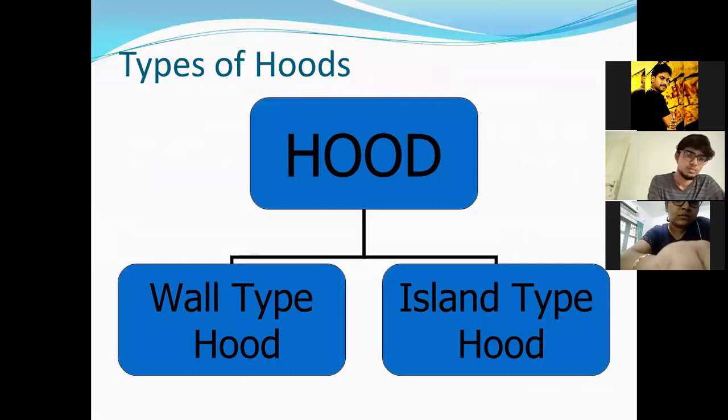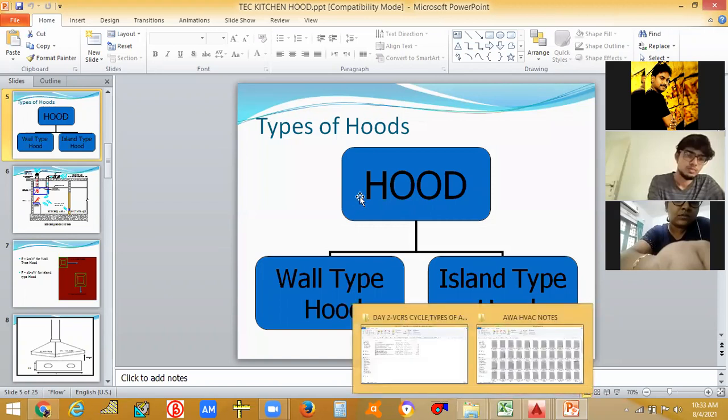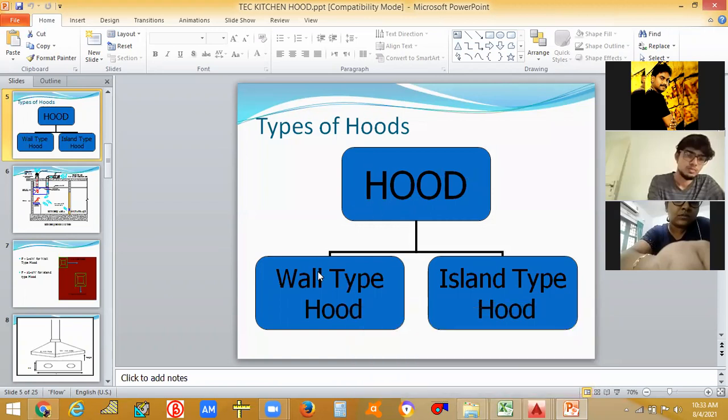Now, what are the types of hood? We have seen a hood, and I will show you some different types of hood. Basically, we have two types of hood. One is the wall mounted type hood and another one is the island type hood. Wall mounted hood means we will be placing it on the wall, with one side placed on the wall.